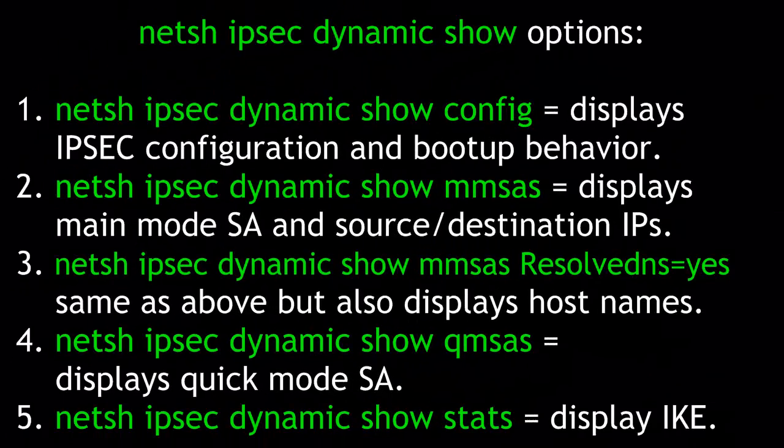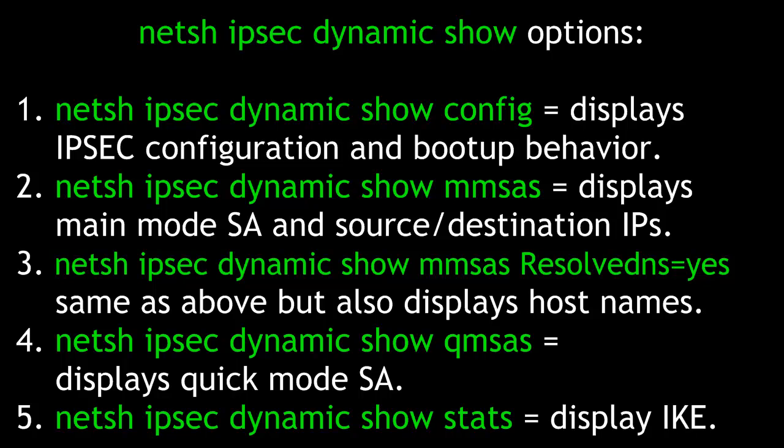Here are some tested and functioning examples of using the netshow IPSec dynamic show command. For instance, netshow IPSec dynamic show config would display the IPSec configuration and bootup behavior. Netshow IPSec dynamic show MMSAS would display the main mode security association and its source and destination IPs. Were I to tack on resolve DNS equals yes to the end of that previous command, I would get the same results, but it would also display the host names. If I were to use netshow IPSec dynamic show QMSAS, it would display for me the quick mode security association. And if I were to utilize netshow IPSec dynamic show stats, it would display the IKE.